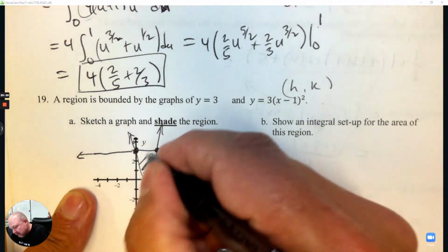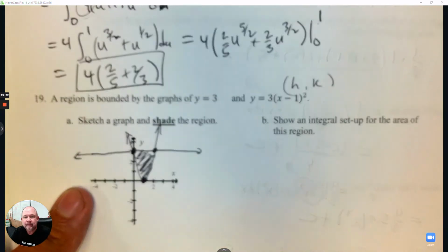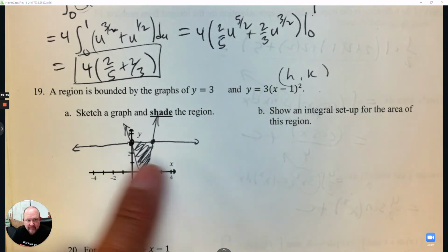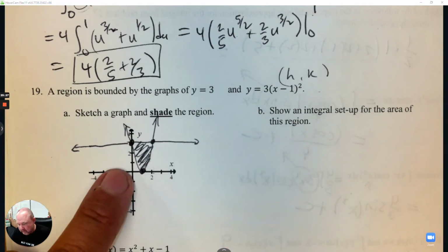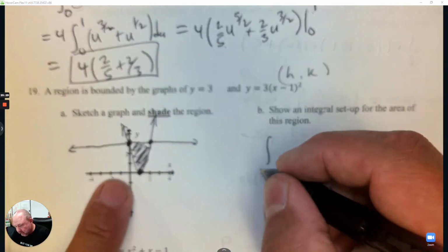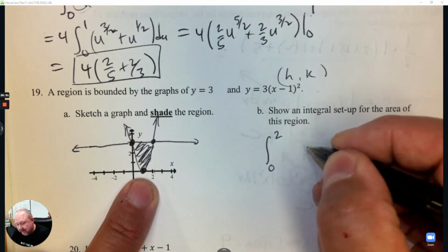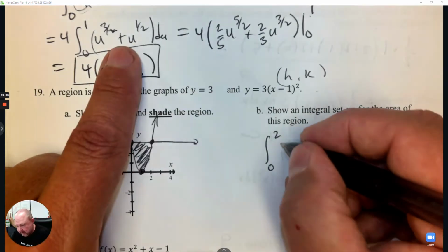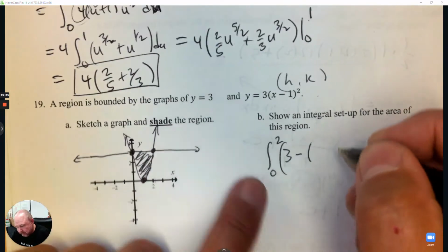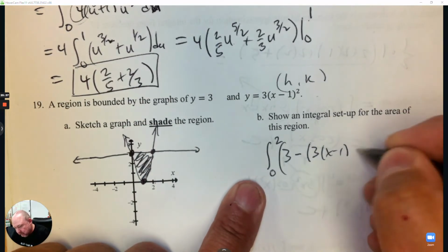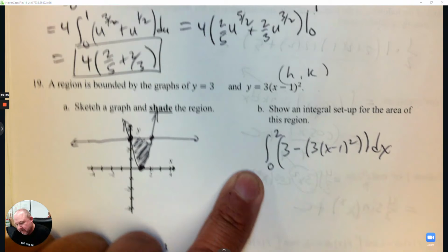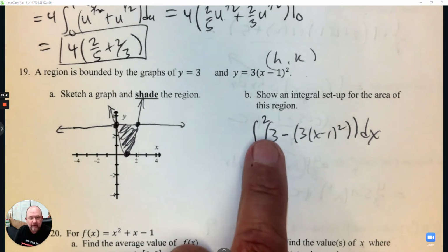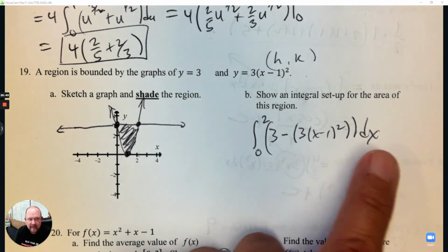And then this shaded part right here. So sketch and shade it. Show an integral set up for the area of what you just did. So it goes from 0 to 2. In its top, which is 3, subtract bottom, which is 3x minus 1 squared dx. And that's it. So from 0 to 3, top subtract bottom, dx. Done.